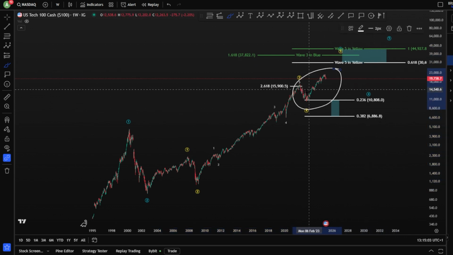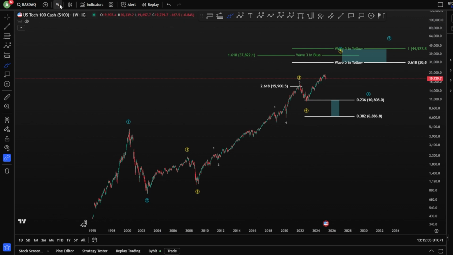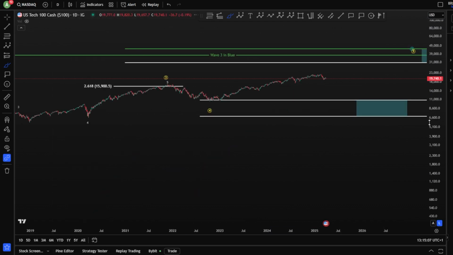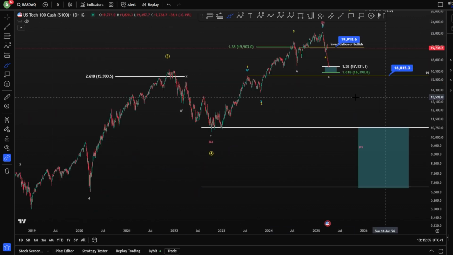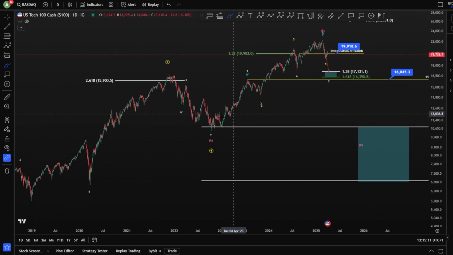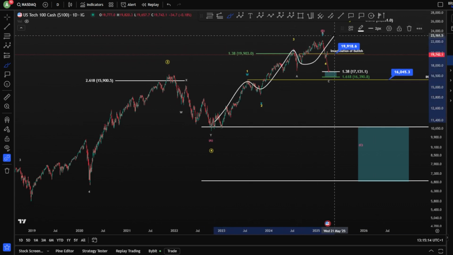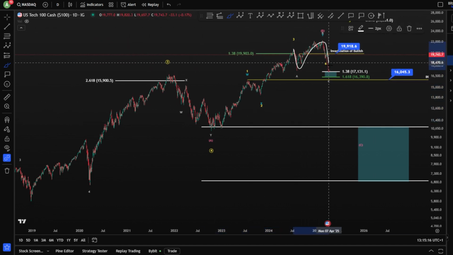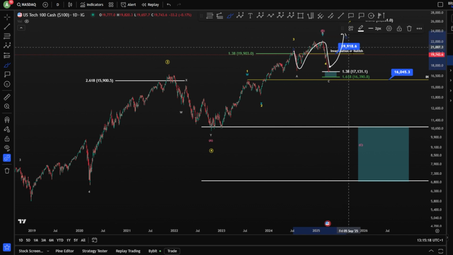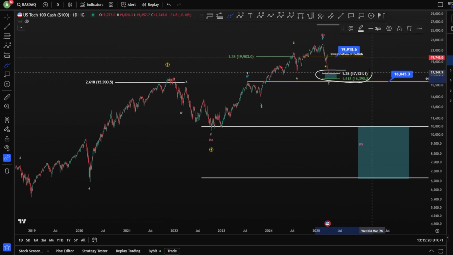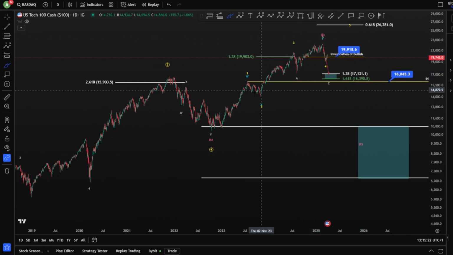Let's move inside this wave 5 to see what we have for today. On the daily, we have, of course, the following count. Potentially here you have a 1, 2, and then 3, 4, and a 5. Your wave 4 has extended in a correction to look for a wave 5 later on after potentially, of course, hitting the fib levels here.